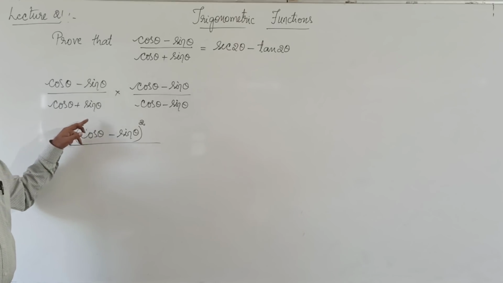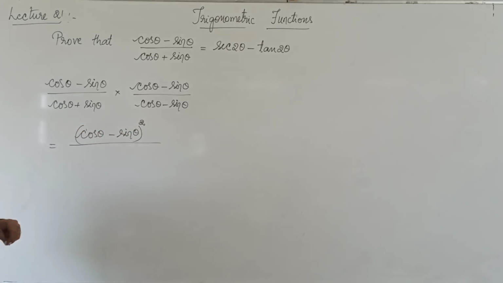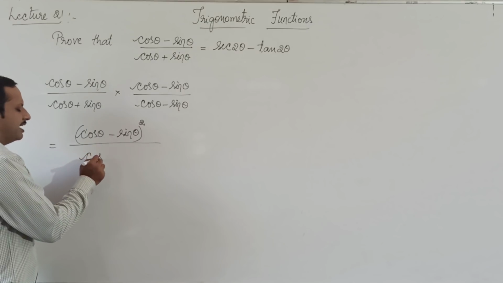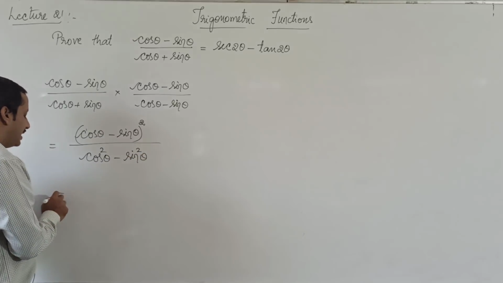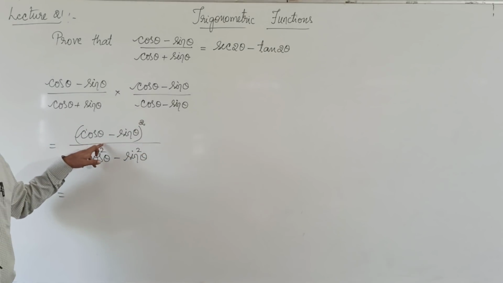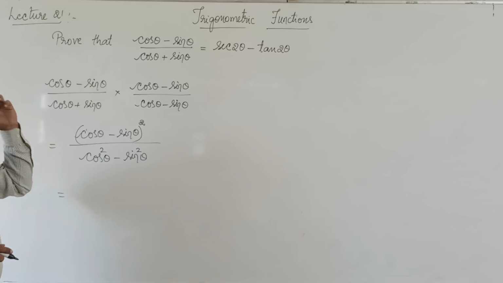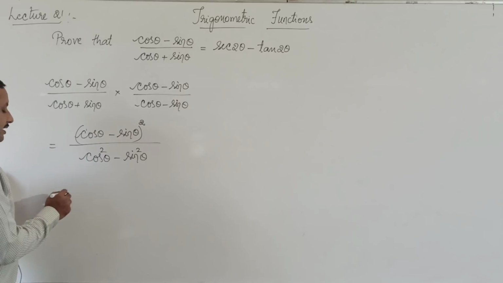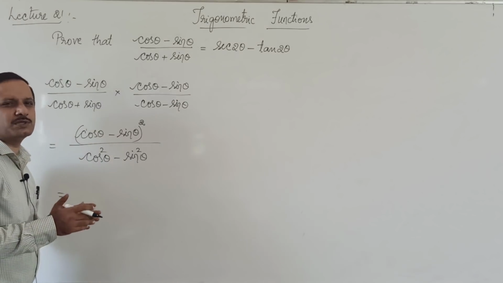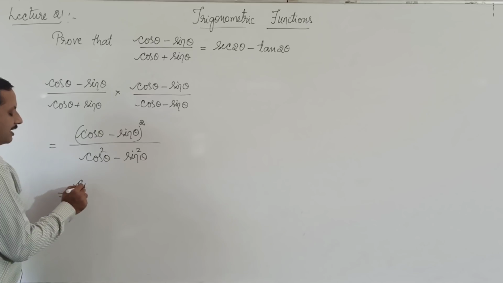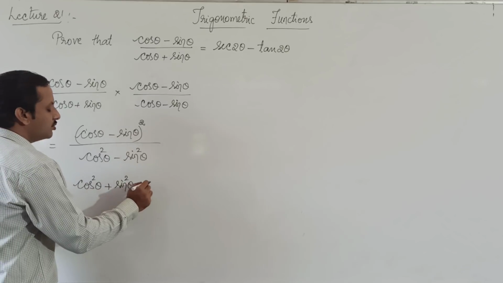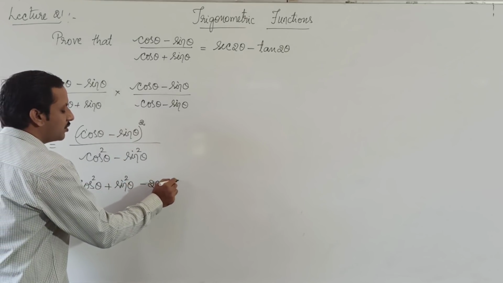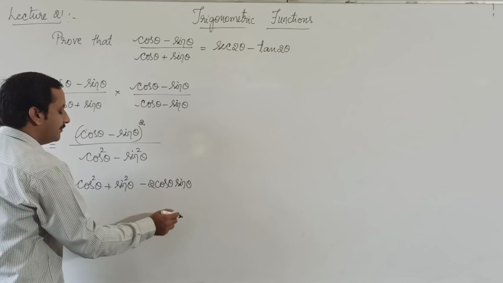It looks like a plus b into a minus b, which is equal to a square minus b square, that is cos square theta minus sin square theta. The numerator is of the form a minus b whole square. Expand it by using the formula: a minus b whole square is nothing but a square plus b square minus 2ab, right? A square, that is cos square theta, plus b square, sin square theta, minus 2ab. So that is minus 2 cos theta sin theta, right?